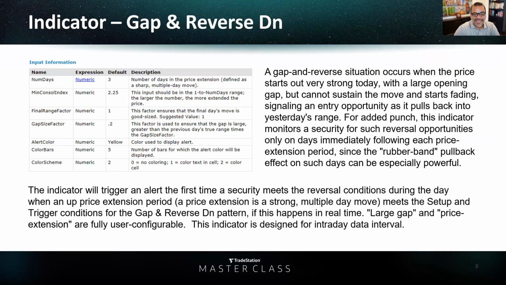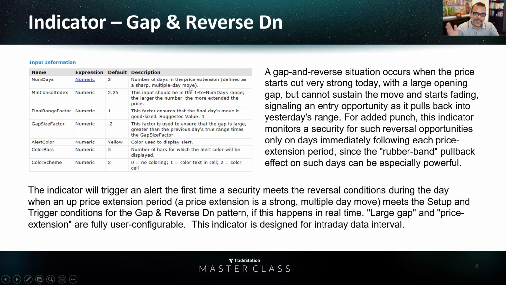And I know that last time that I spoke to you guys, I said, let me sit down with whoever wrote the EasyLanguage for this and find out what was in their mind when they created this. This is a gap and reverse that looks at several days. So this is not the type of gap up that only looks at 2 bars. You can define the number of days that you're going to be looking at, and that's the very first input there, number of days in the price extension, defined as a sharp multiple day move.